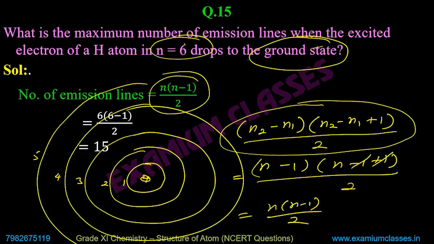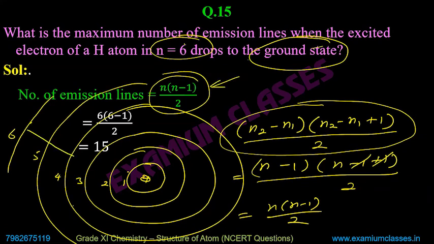So the question here is, if the electron goes from n equals 6 to ground state, how many emission lines will there be? This is one possibility. Another possibility is that it goes to this level first and then from here to here. Another possibility, it goes to fifth first and then fifth to ground state. These are the possibilities, and the number of lines we have calculated using this formula.